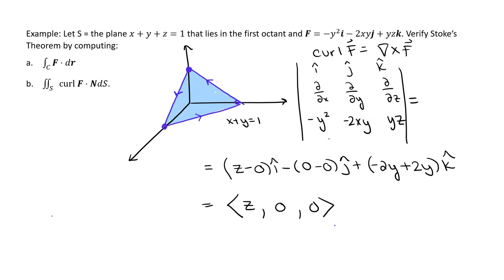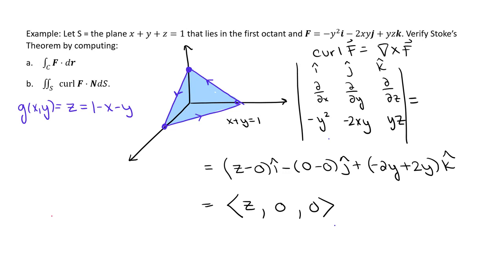So this actually simplifies down to z, 0, 0. So the only component that is not 0 is the first one, and it's z. All right, so that vector is the curl of my vector field. And so now what I'm going to do is integrate my curl over this surface.